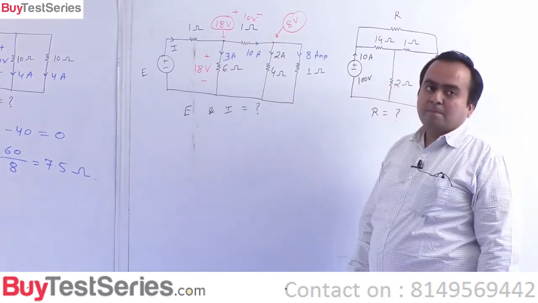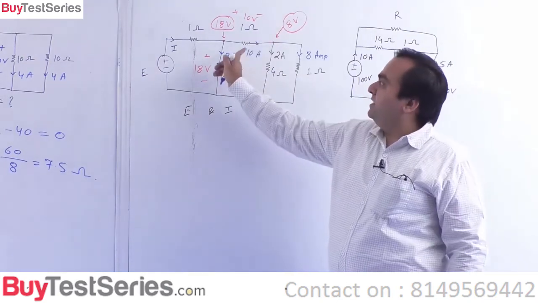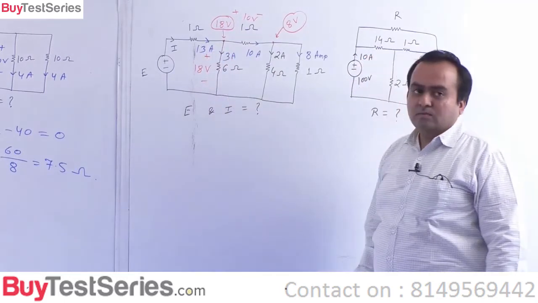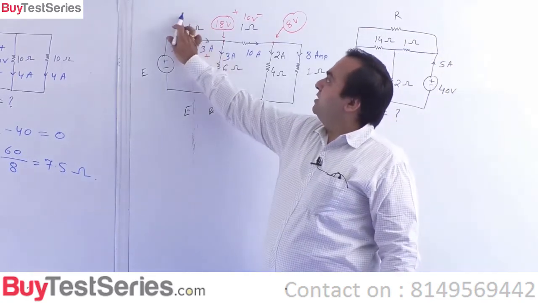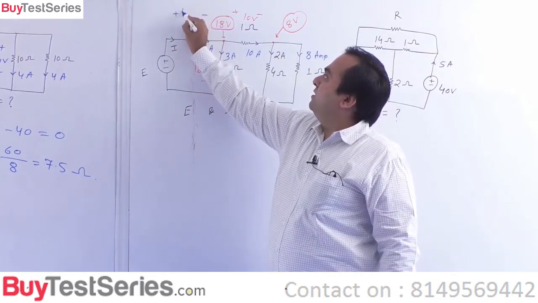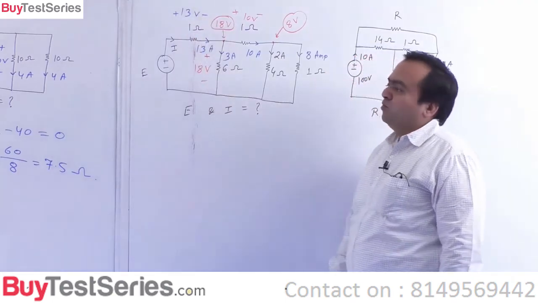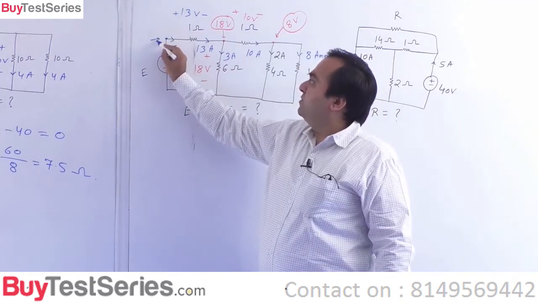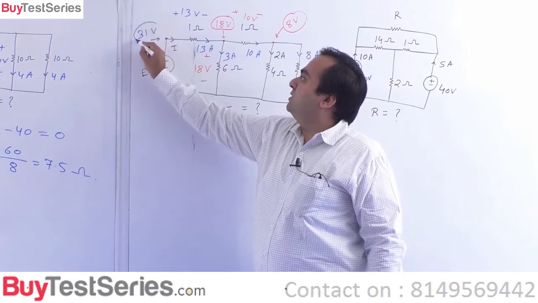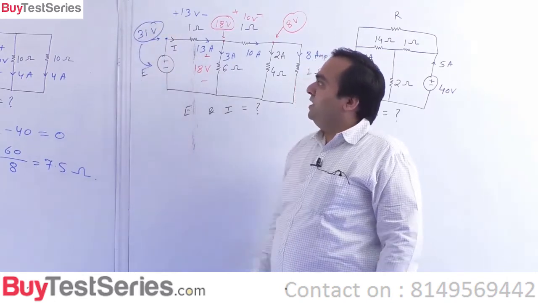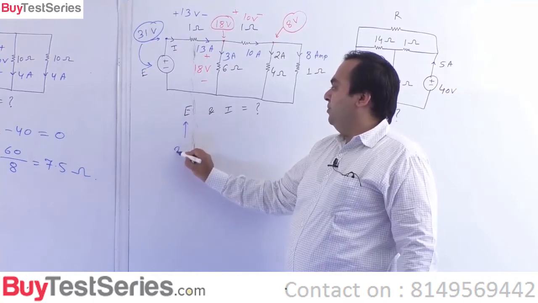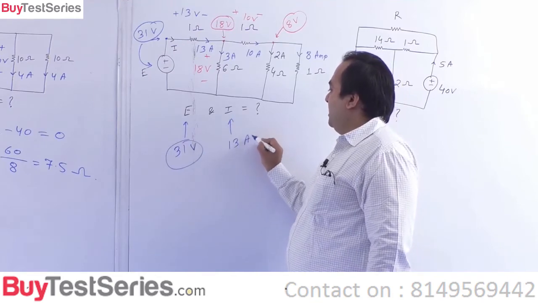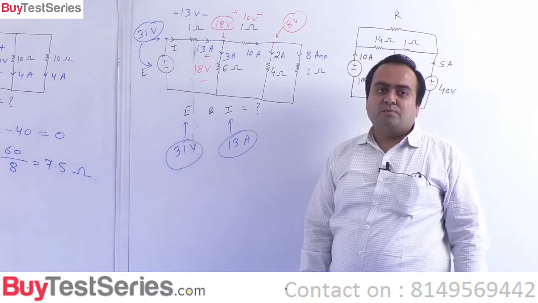So I must have this as 3 amperes. Alright. So if this is 3 and this is 10, then this must be 13 amperes. If this is 13 amperes, this must be 13 volts. And 18 plus 13 comes out to be 31 volts, and this 31 volts is this E itself. So you can see this comes out to be 31 volts and this I comes out to be 13 amperes. And these are the answers to this question.